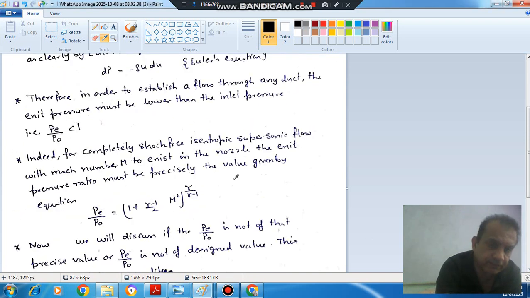And we have studied in the last video that this is the isentropic condition to achieve Mach number m. If that PE pressure is maintained at the exit of the nozzle, then this Mach number according to area ratio can be obtained in the nozzle. Okay, and this is your design condition.